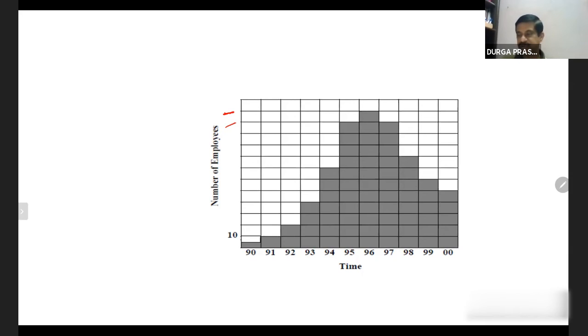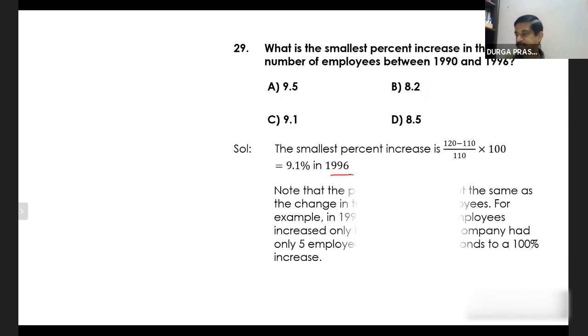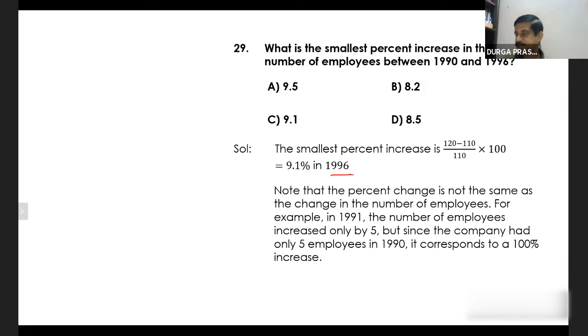So always when we talk about percentage, we'll take increase by original into 100. This is the thing that we do. So therefore, the increase is 10 units by original 110 into 100. So this is what we have done here. So therefore, it is 9.1 percentage, option C. Please note it fast, quick.